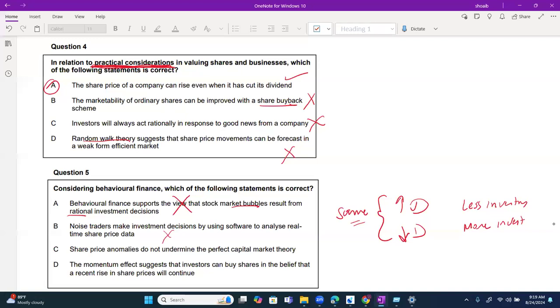Share price anomalies do not undermine the perfect capital market theory. Anomaly is something that goes against the perfect, something different from reality. So anomaly will undermine the capital market theory. Anomaly is undermining the capital market theory.